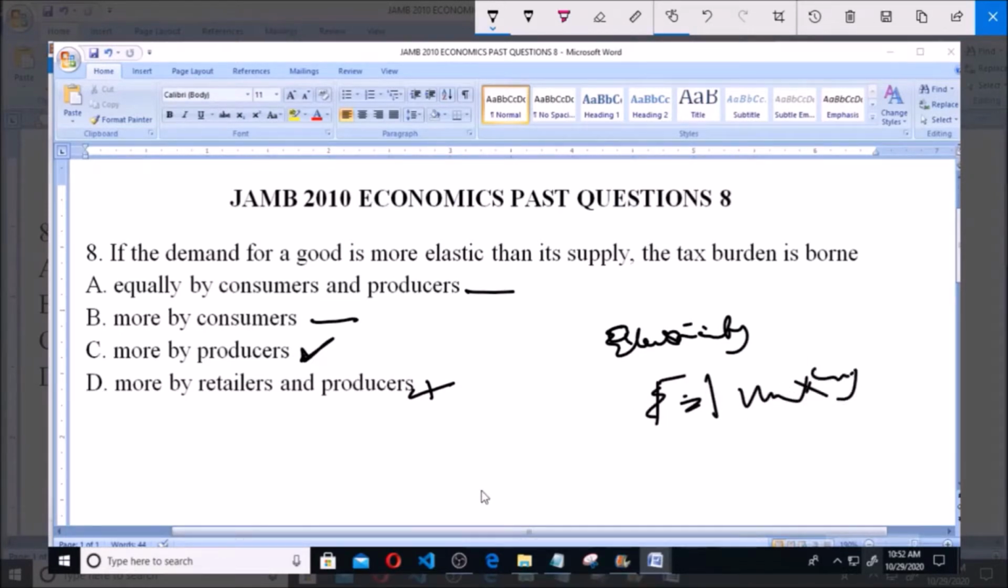So from our question, if the demand for a good is more elastic than its supply, the tax burden is borne by option C, more by the producers. That is our answer.